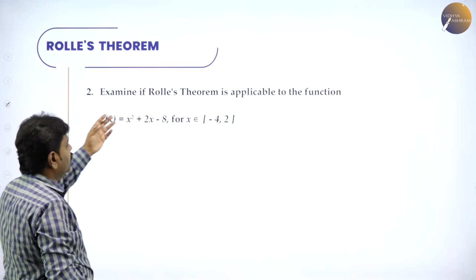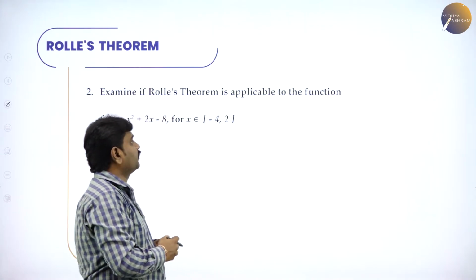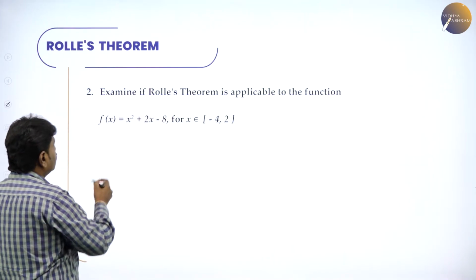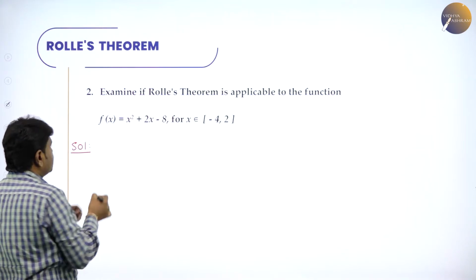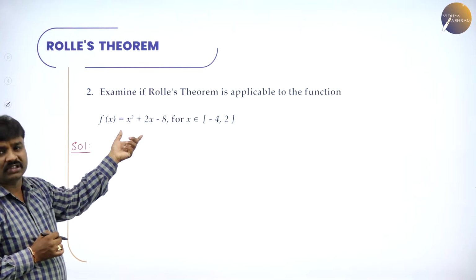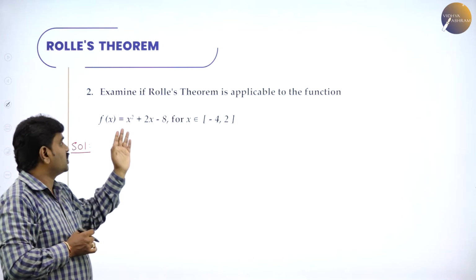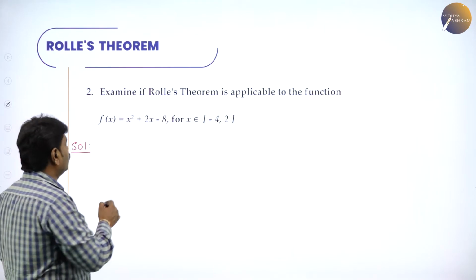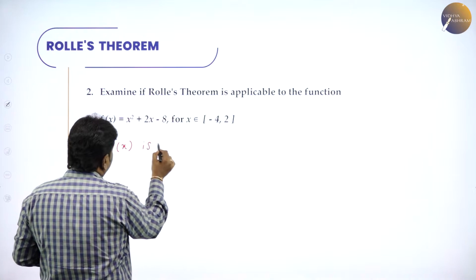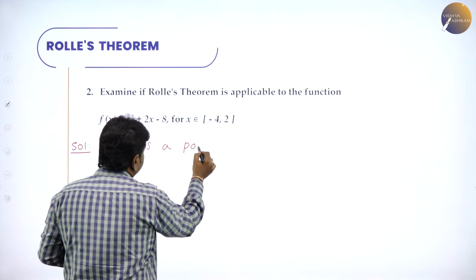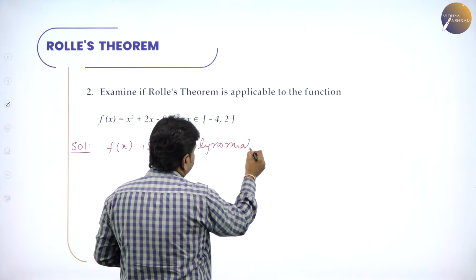Next, examine whether Rolle's theorem is applicable to this function or not. Now observe, f of x is given. My dear students, again, f of x is what? A polynomial function. Polynomial functions are always continuous for any real number. It's a polynomial function of degree 2. So therefore, we'll write the same. F of x is a polynomial function.